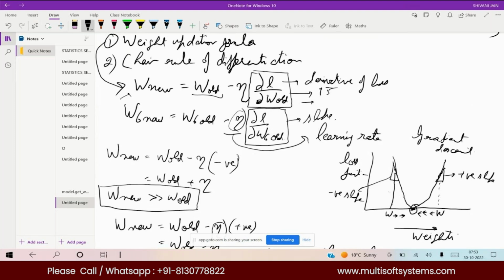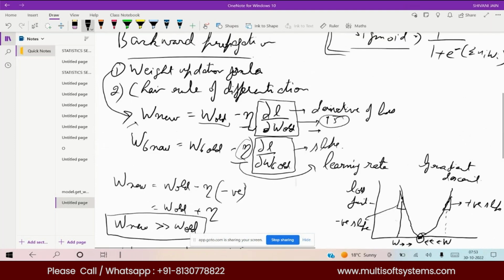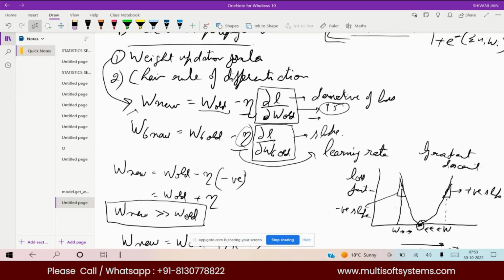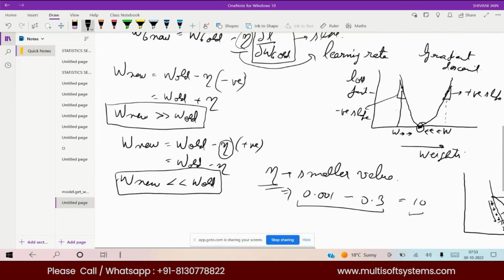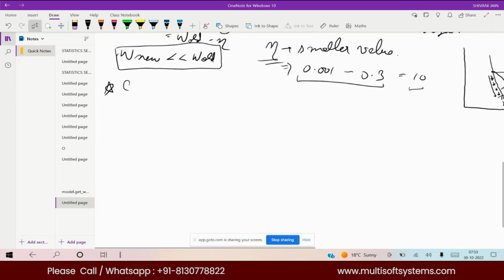So to decrease this number, we use this learning rate, so that there is some stability in my model. This is basically the weight updation formula. This is called the weight updation formula in backward propagation. Now second is the chain rule of differentiation. Any doubt in this weight updation? No. Okay, now next is chain rule of differentiation.